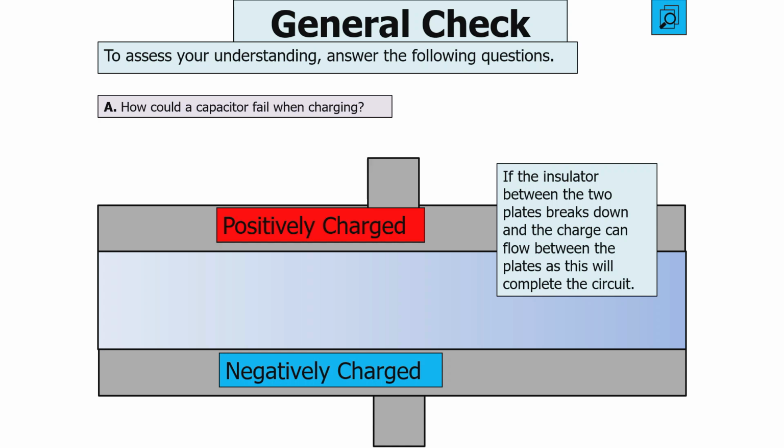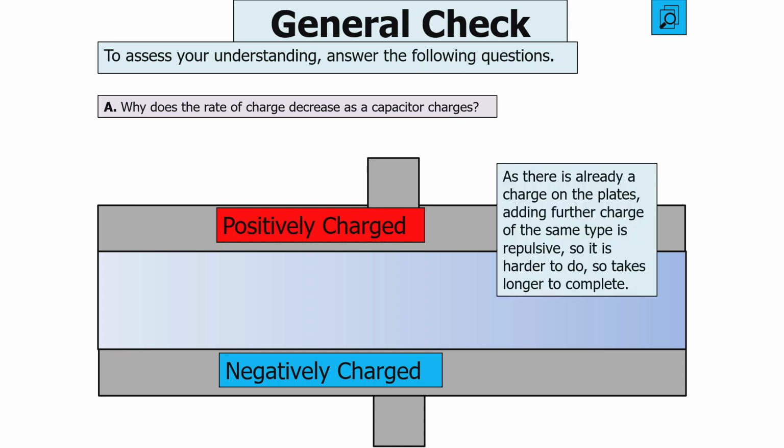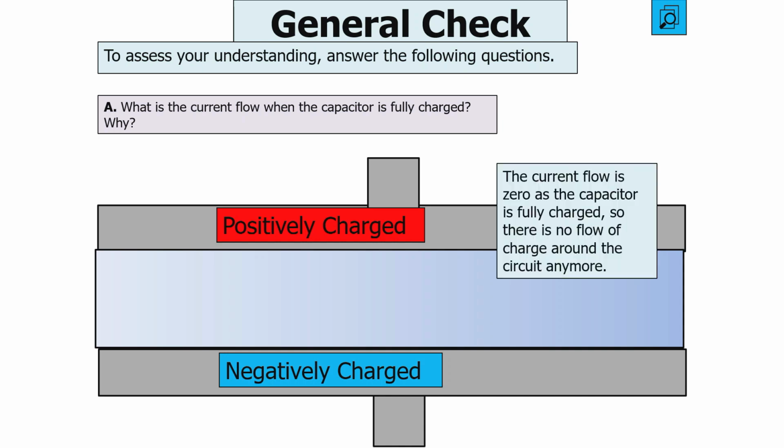Why does the rate of charge decrease as a capacitor charges? As there is already charge on the plates, adding further charge of the same type is repulsive, so it's harder to do, so it takes longer to complete. What is the current flow when the capacitor is fully charged, and why? The current flow is zero, as the capacitor is now fully charged, so there's no flow of charge around the circuit anymore.